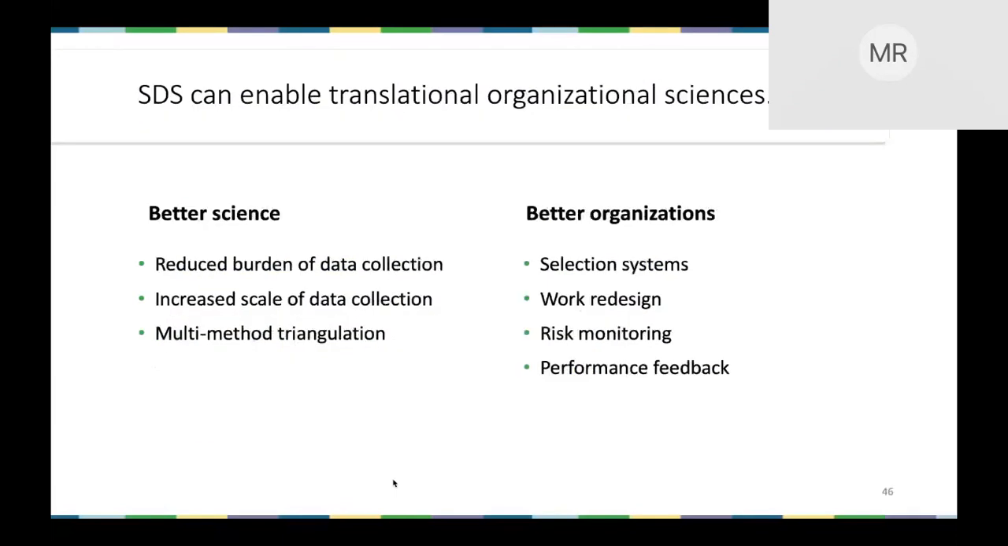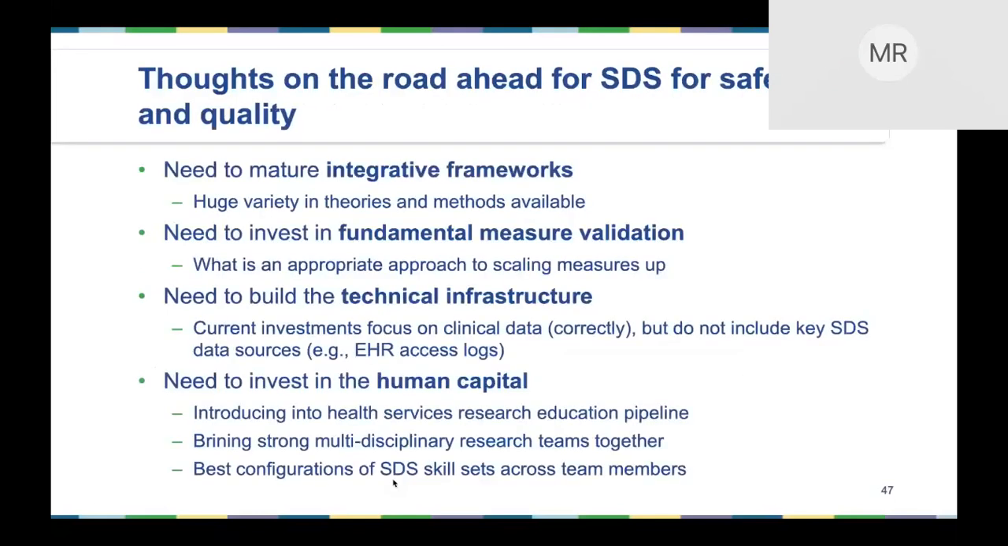So there's a huge opportunity in terms of reduced burden of data collection, the increased scale of data collection, and using multiple methods to triangulate to know more about our information, know about our organizations. We're essentially reducing the cost of knowing important things about our organizations. We can build better selection systems, better work redesign, monitoring systems, feedback systems. But to get there, we really need better integrated frameworks, which we're struggling with right now.